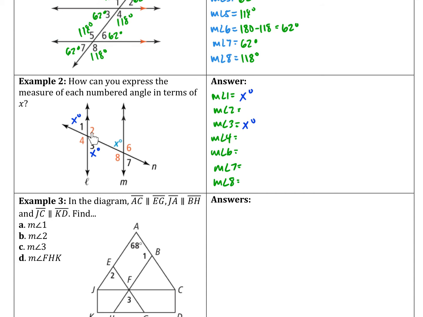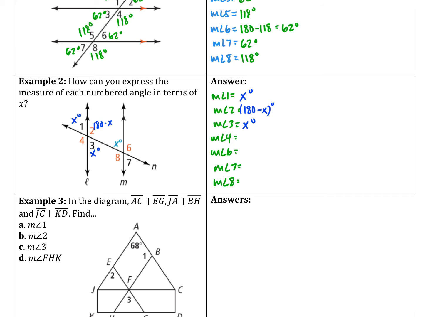The other one I could look at is angle 2. It's a same side interior angle with angle 5 down here. And we know that same side interior angles should be supplementary. So that means angle 2 would be 180 degrees minus x. So it would be 180 minus x degrees.